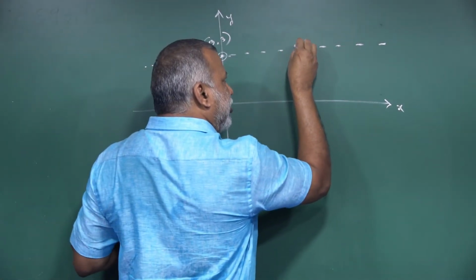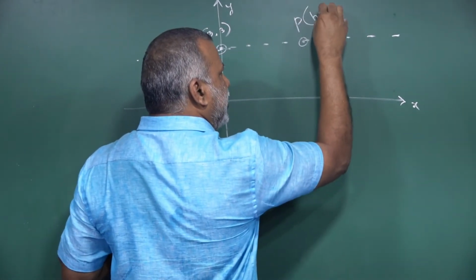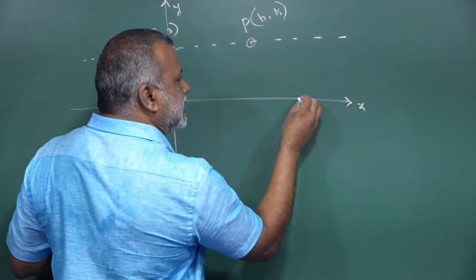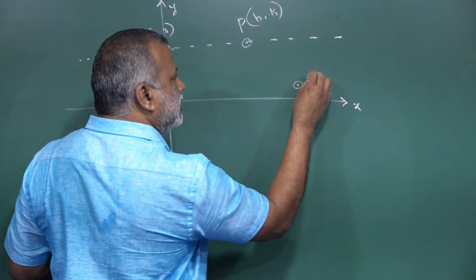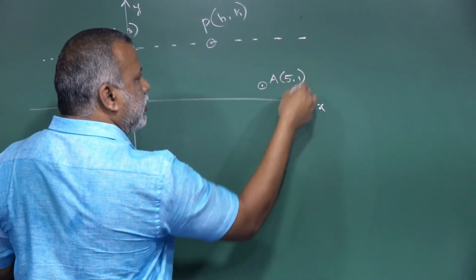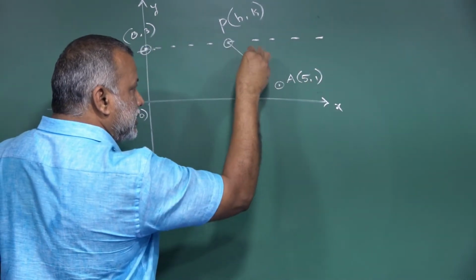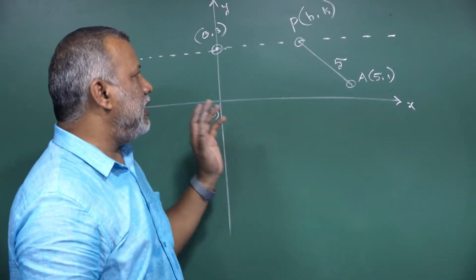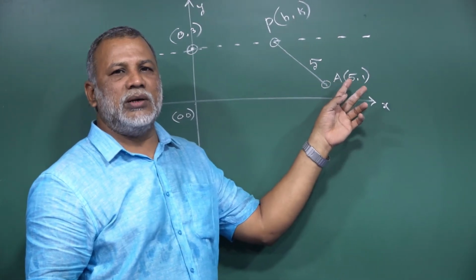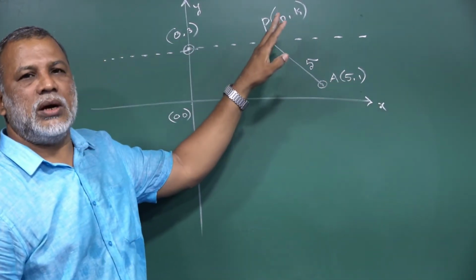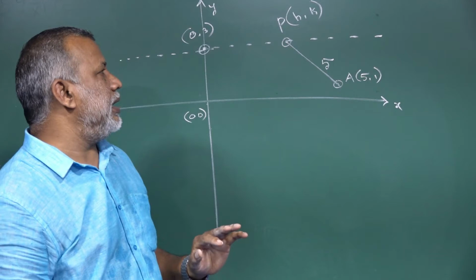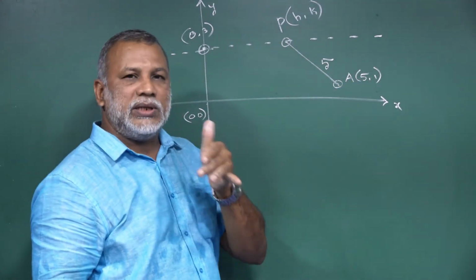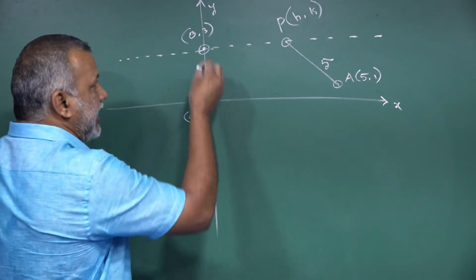Now I am selecting a point, in general, P of h, k on this line. So it has a distance from the fixed point. Select A of 5, 1. From this point to this point the distance is 5 units. That is the logic given. This is A of 5, 1. This is P of h, k in general. So P of h, k has a distance of 5 units from the point 5, 1 that is given in your question itself. Already it has a 3 unit distance.